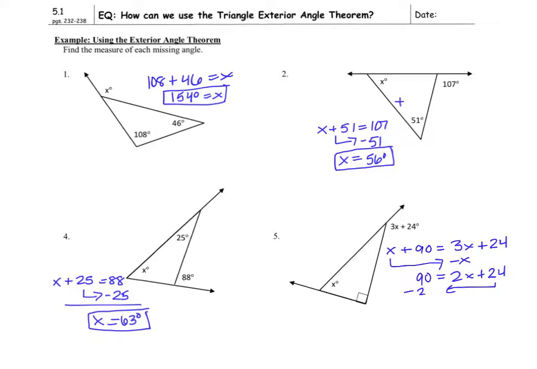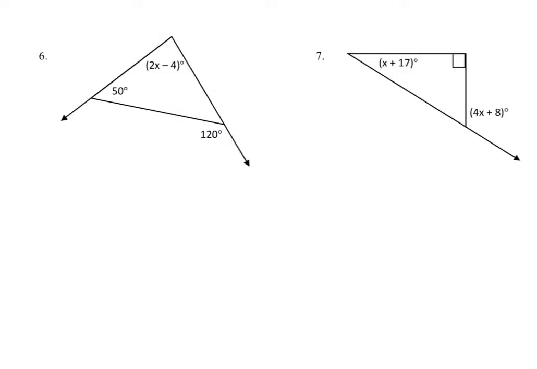And then I'm going to subtract the 24 over. So 90 minus 24 is 66. And if 66 is equal to 2x, then 33 is equal to x. Let's take a look at number 6. Which of these angles represents the remote angles?